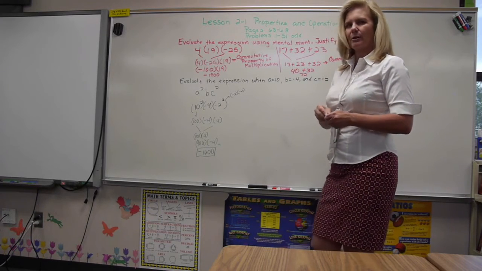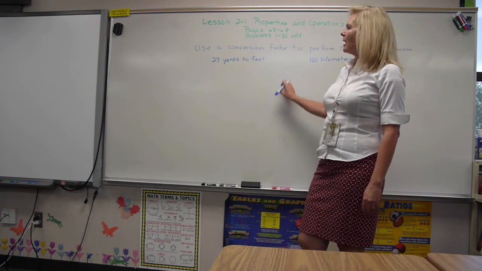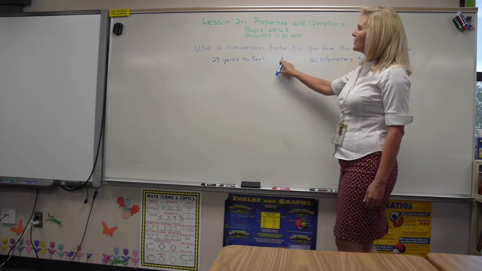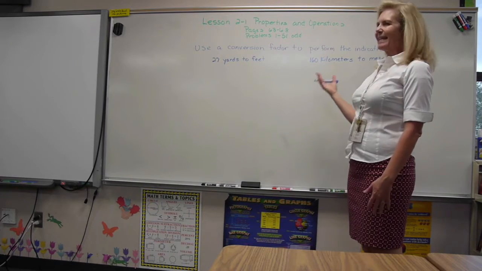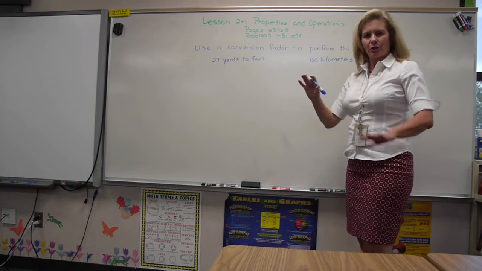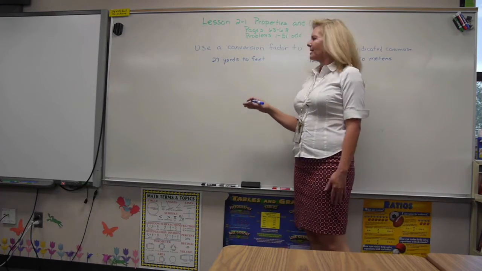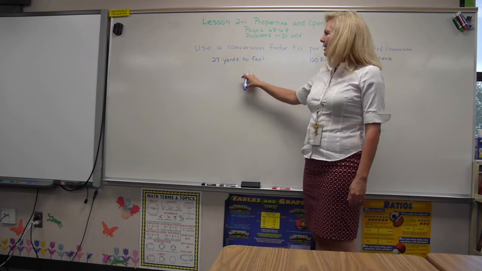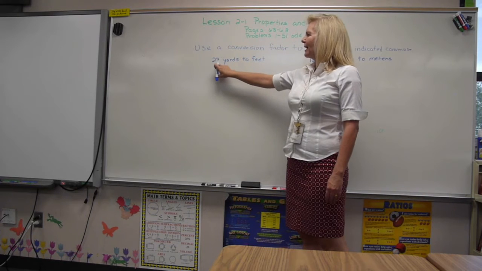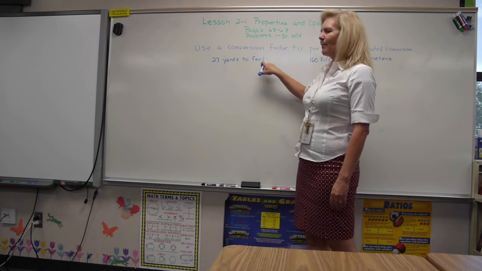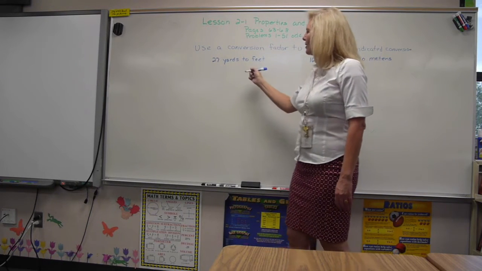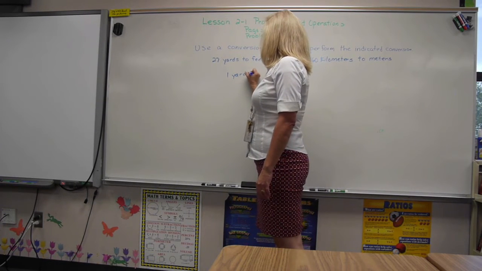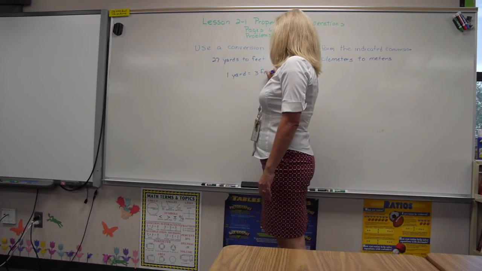you used. The final type of problem you're going to have for your homework today is they're going to ask you to use a conversion factor to perform the indicated conversion. Don't worry about conversion factors because you intuitively know how to convert these things. So if they're asking me, if I have 27 yards, how many feet is that? Well, I know that for every 1 yard, that equals 3 feet.